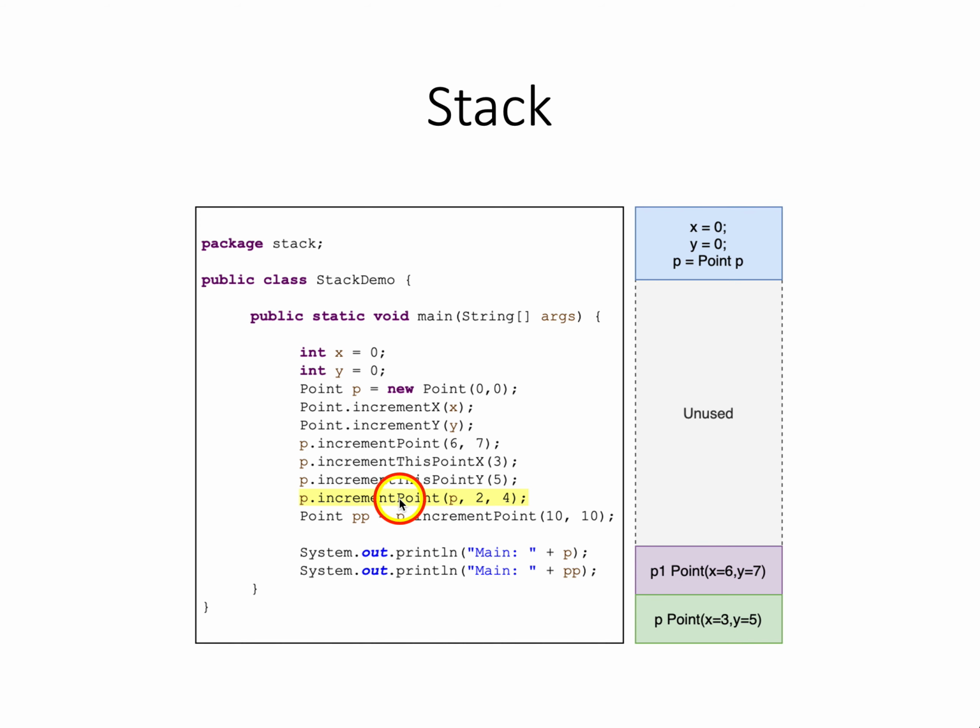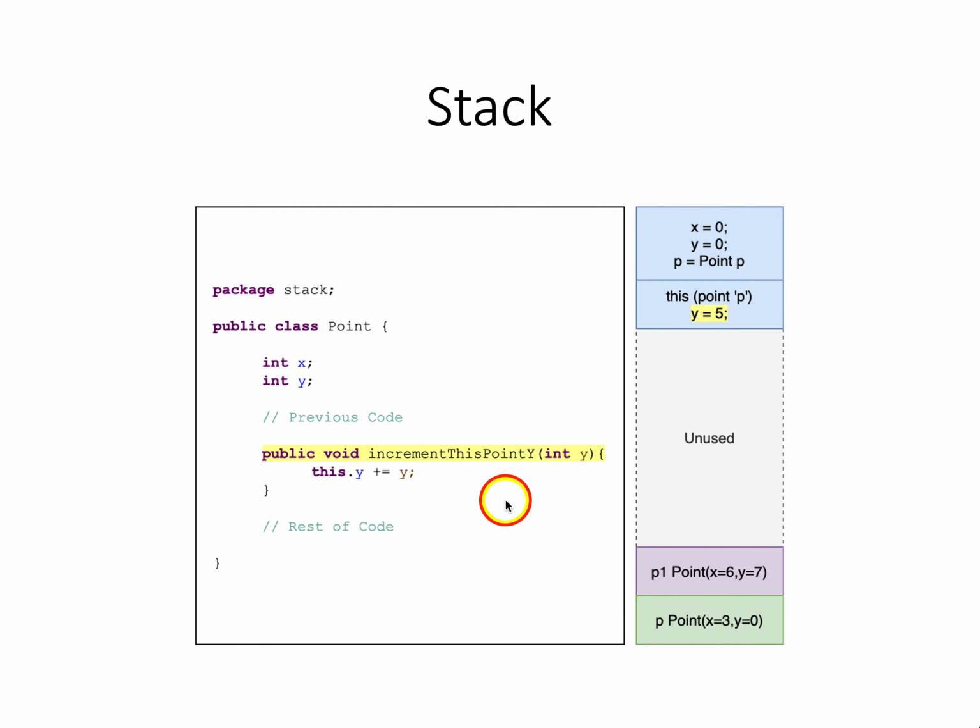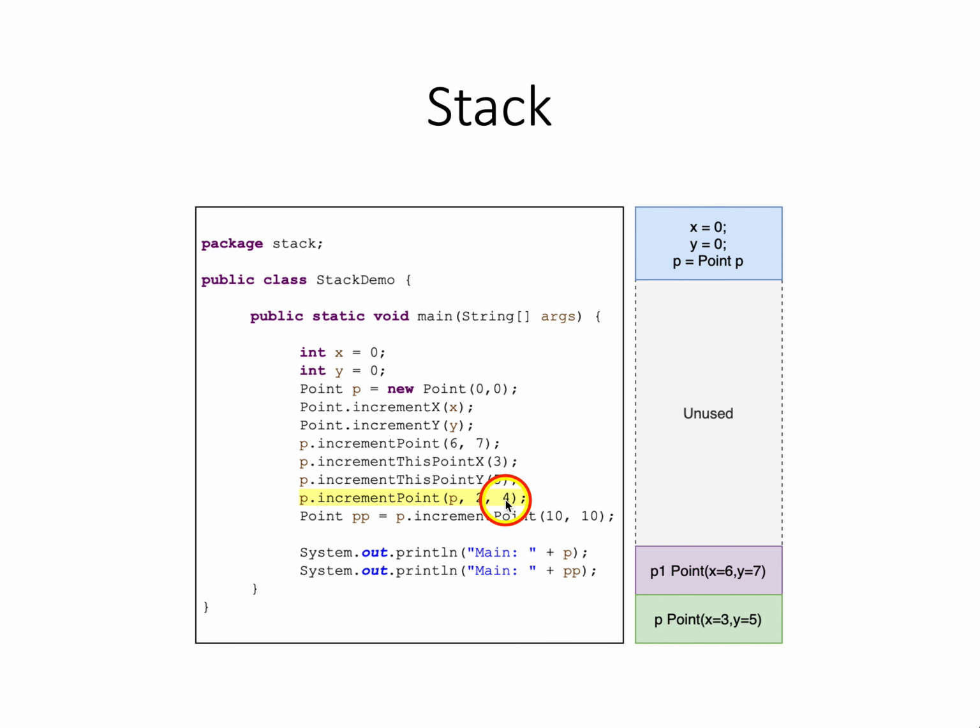overloading. What overloading is this has the same name as this method up here of increment point, but it has different parameters. When a method has the same name but different parameters, it's still a different method. The computer does not look at this as the same thing, even though they have the same name.